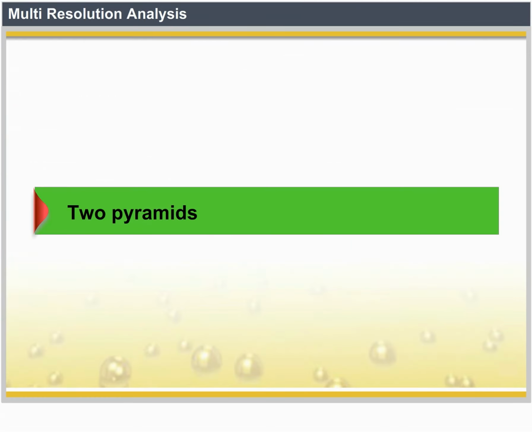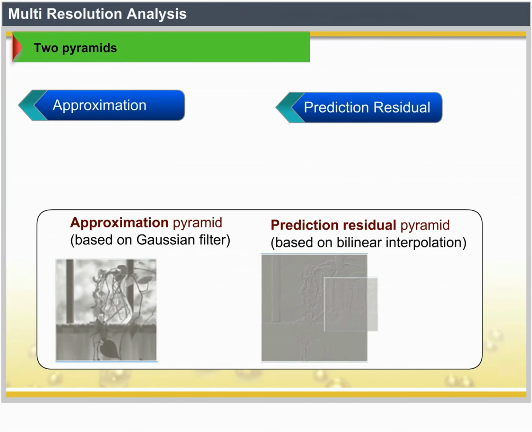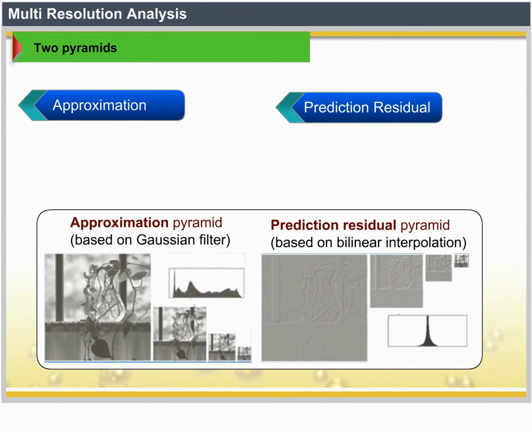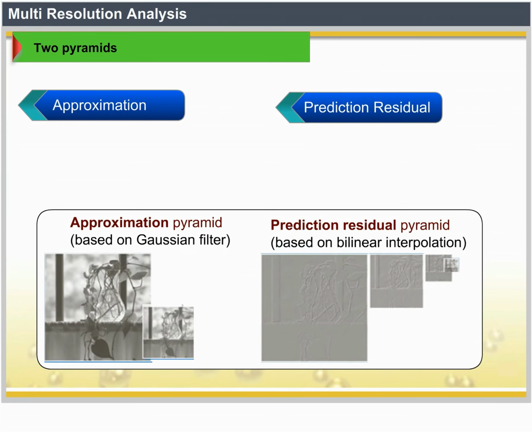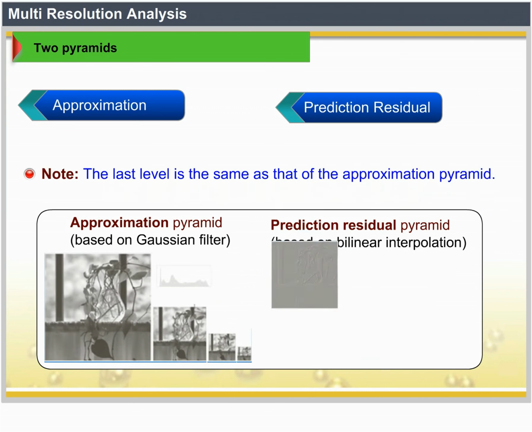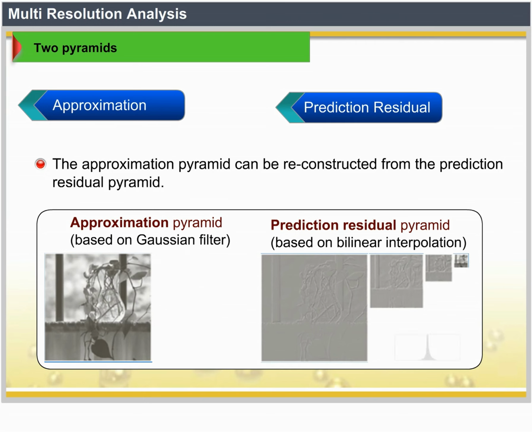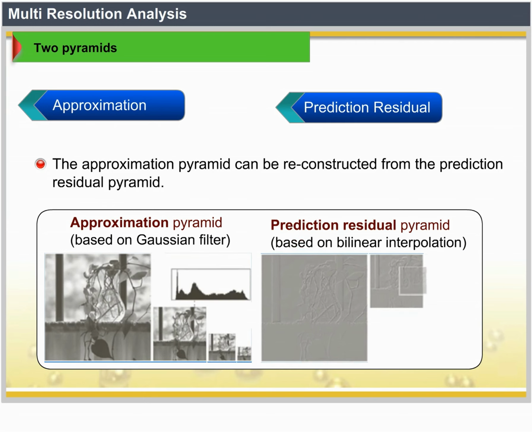Approximation and prediction residual. The approximation pyramid based on a Gaussian filter and the prediction residual pyramid based on bilinear interpolation are shown on screen. The last level is the same as that of the approximation pyramid. In the absence of quantization errors, the approximation pyramid can be reconstructed from the prediction residual pyramid.